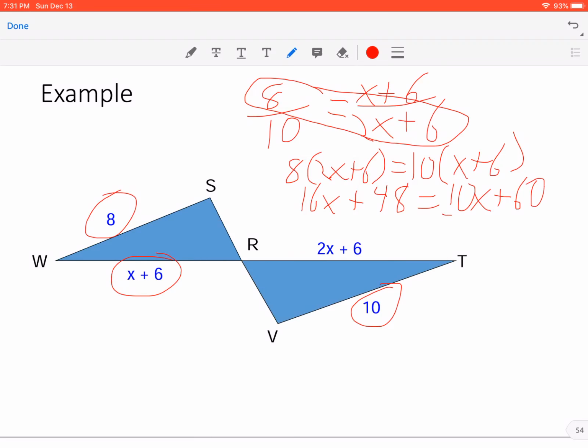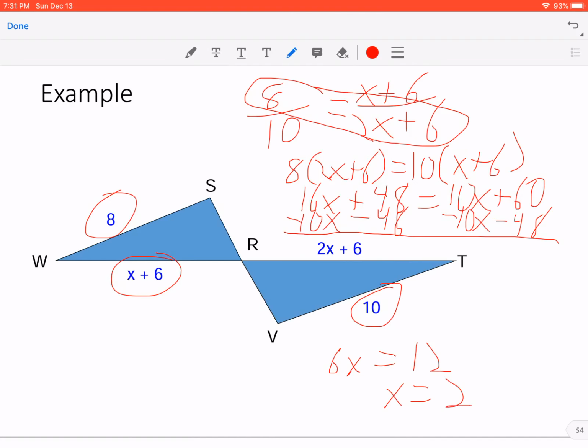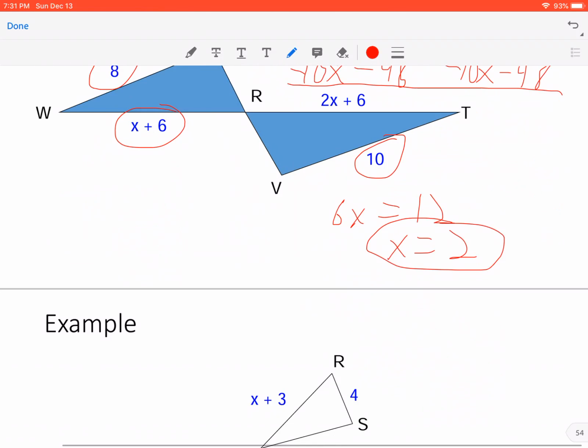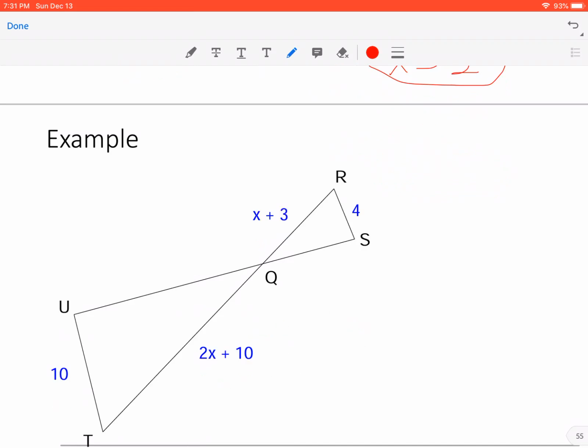And again, I would move 10x over. And I would move 48 to the right side. 16x minus 10x, I'm going to bring it down here. That's 6x equals 60 minus 48 is 12. How many times 6 go into 12? X is equal to 2. Sometimes they come out perfect, sometimes they don't. Alright? And last slide. Again, this one should be easy to match up.